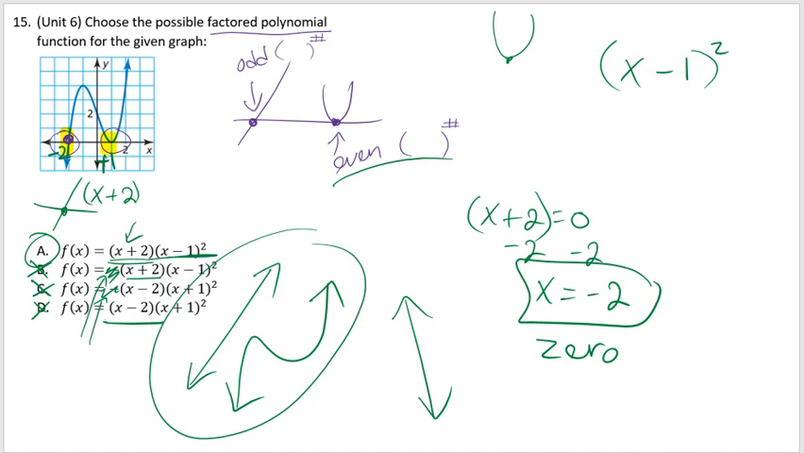All right. So odds are just touching once, evens touch and turn.